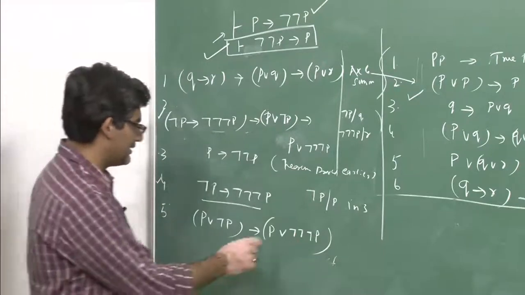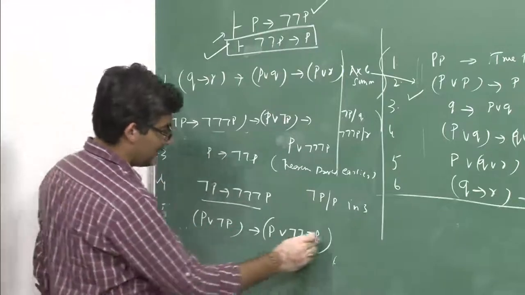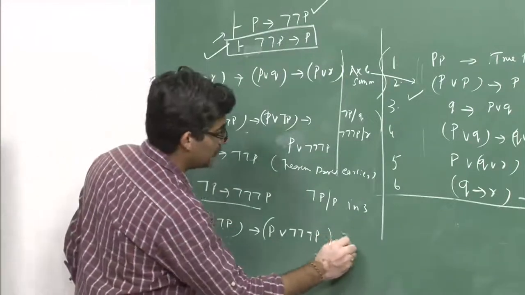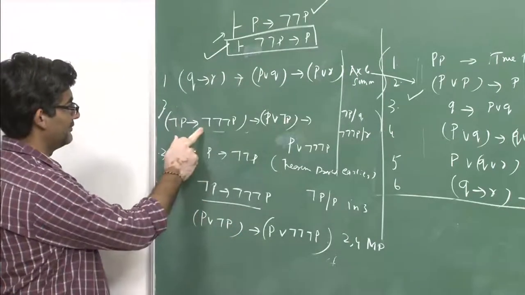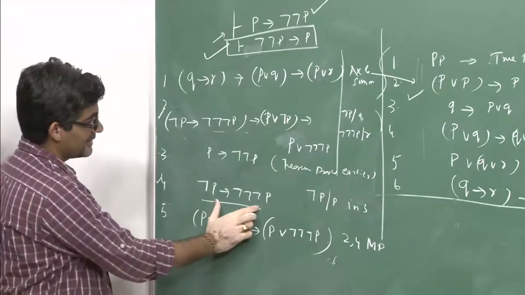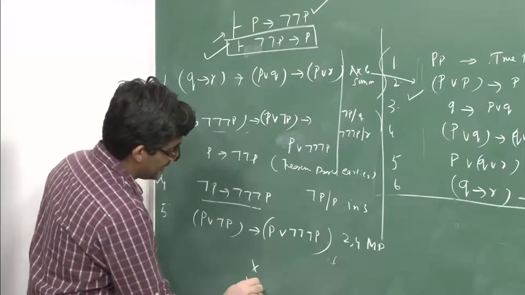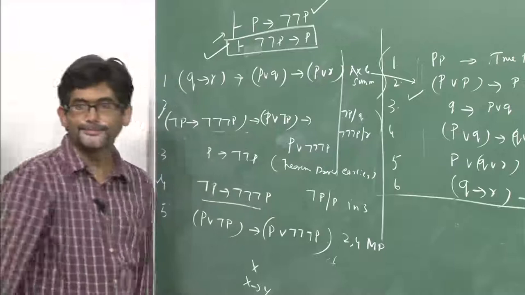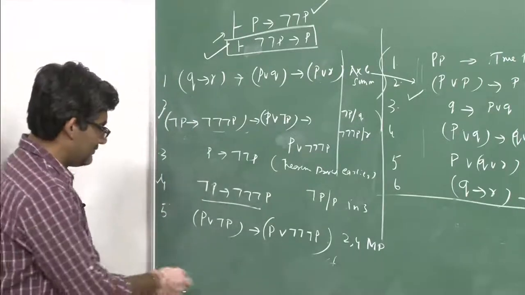Till now we did not get to this particular thing. So now how did we get this one? 2 and 4 modus ponens. 2 is what? This one. This portion and this portion are the same, so that is why this gets detached. It is like x and x implies y, so you will get y. So this is the fifth step.